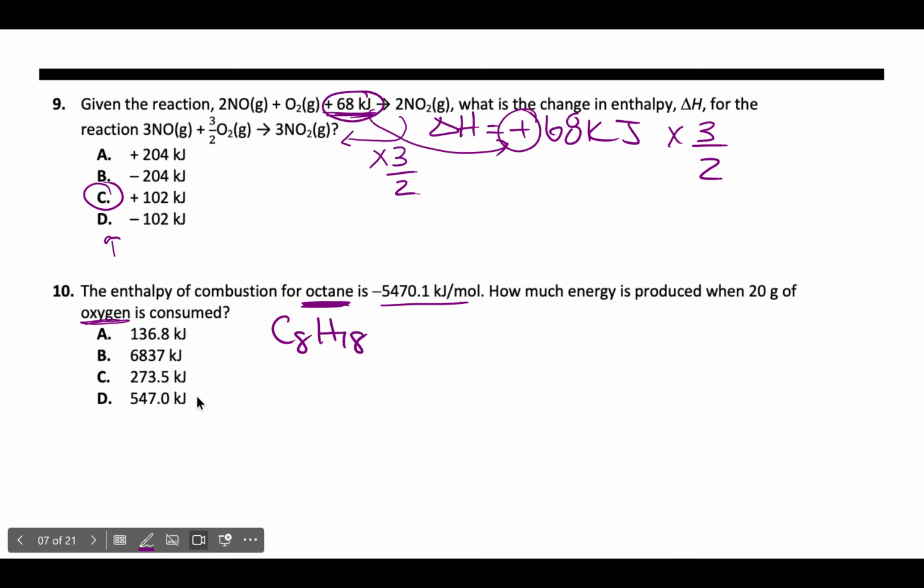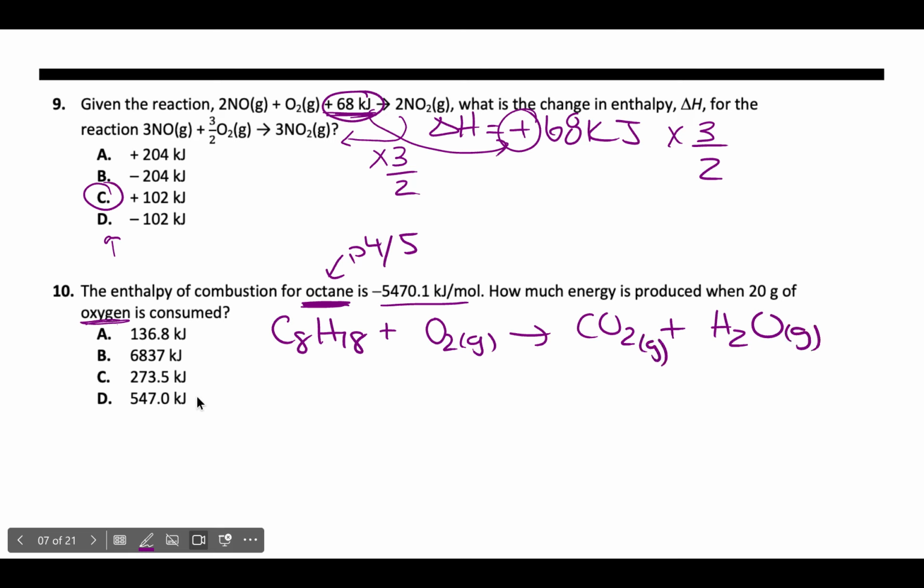So octane, and if you're not sure what this is, you can look it up on page 4 or 5 of your data booklet, is C8H18. And we're going to combust it. So that means reacting it with oxygen, and it will form carbon dioxide and water. Now, it doesn't say if we're in an open or closed system, so you can assume it's liquid water, carbon dioxide's a gas, and we can go from there.